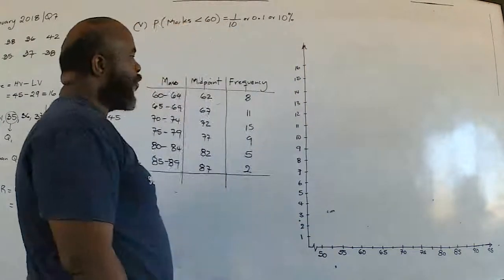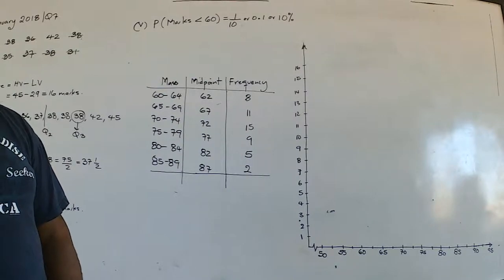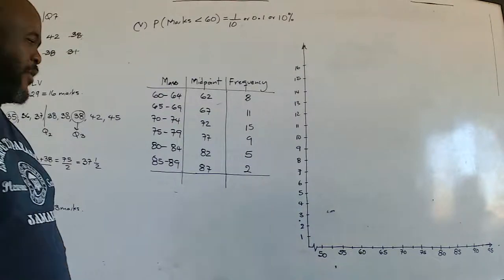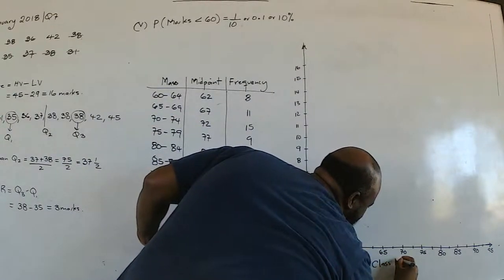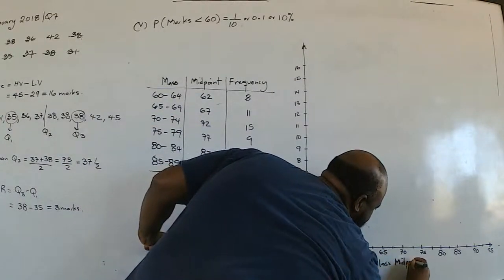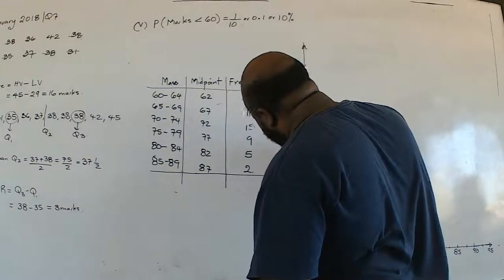Now, to draw your frequency polygon, you're going to use two values. The values you're going to use are the class midpoint and the frequency. So down here you have the class midpoint. Over here you have the frequency.